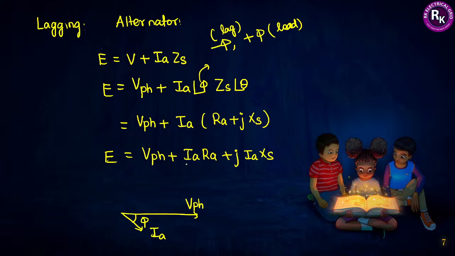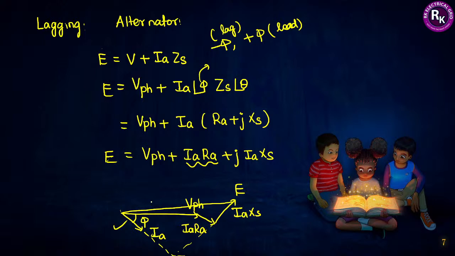After that, the armature resistive drop will be added to the per phase voltage like this. This line should be parallel to the armature current, so I can say this will be your armature resistive drop. After that, I extend the armature current and draw a perpendicular line to it, and that will represent the synchronous reactance drop. If you add all these things together, you will get the value of E, the induced voltage.